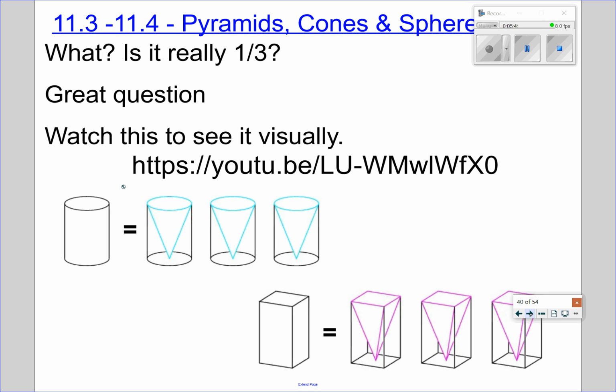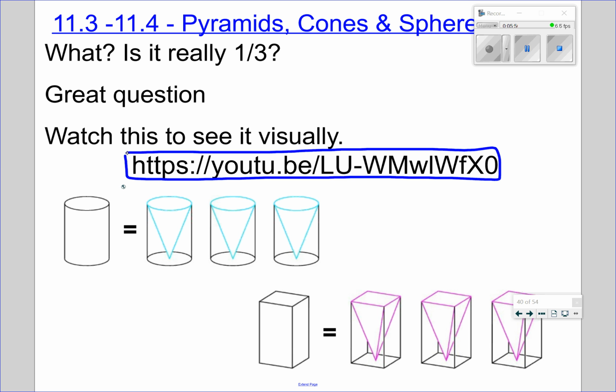So if you look here, and this is a really cool video if you guys have time to watch. I didn't want to put it in this lesson and extend it any longer, but if you want to type this in, it's a really cool video that shows you why the 1/3 is there and how it works.